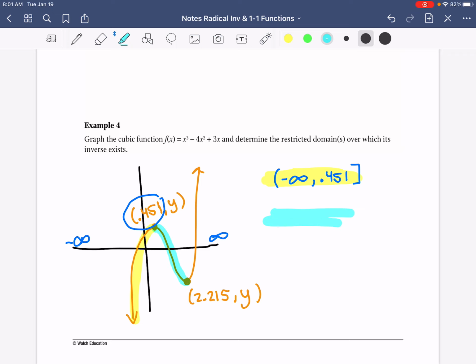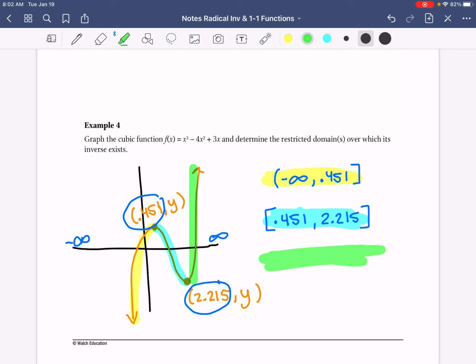This is a 1-to-1 function. The way that we would write that one is we're going to use the 2 x values because we're in between those 2 points. So put a bracket, 0.451, comma, 2.215, bracket. And then our last piece, our third piece, is this piece right here. And that one is also 1-to-1, right? Because it passes the vertical and horizontal line test.